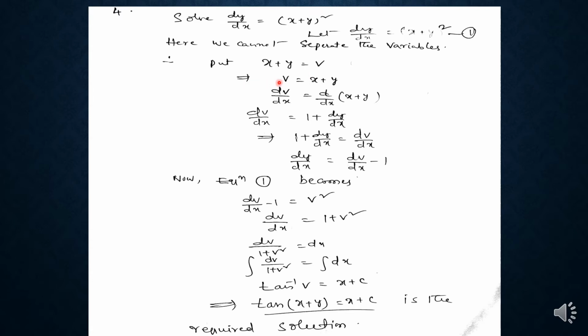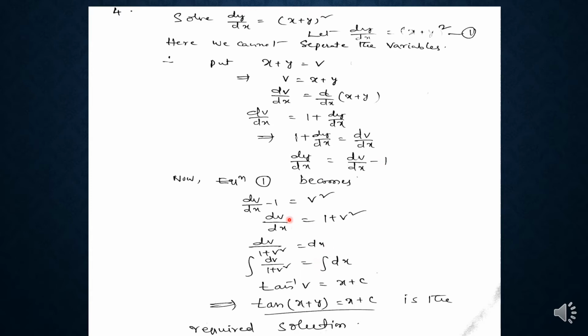Then v is equal to x plus y. Differentiating with respect to x on both sides, d by dx of v, that is dv by dx, is equal to d by dx of (x plus y). That is dv by dx is equal to d by dx of x, which is 1, plus d by dx of y, which is dy by dx. So 1 plus dy by dx is equal to dv by dx. Here dy by dx is equal to dv by dx minus 1.